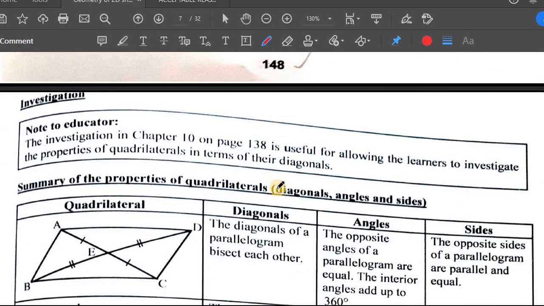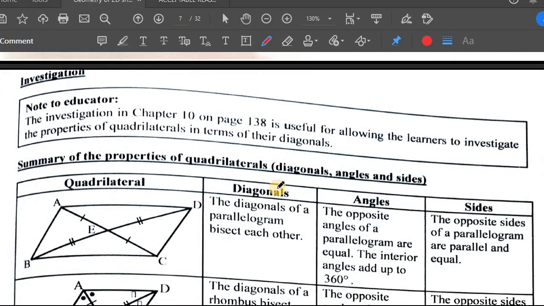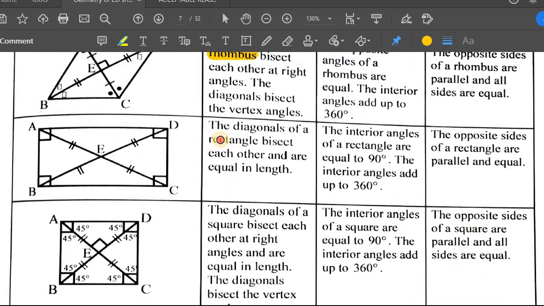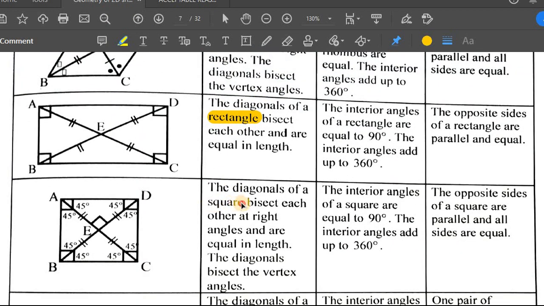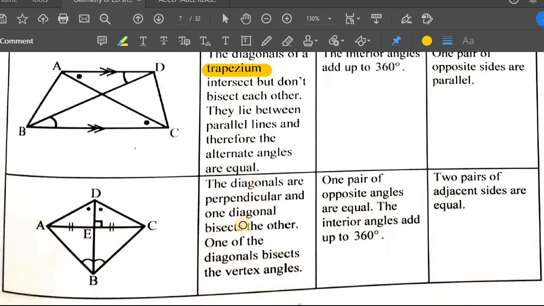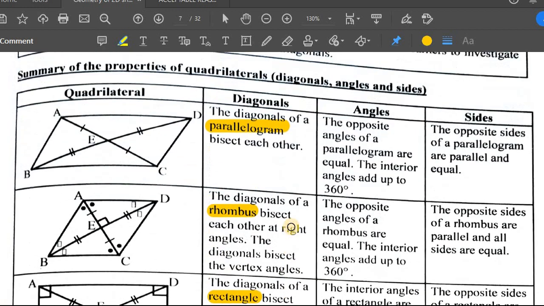All right. So let's look at the same shapes we learned before, the parallelogram, rhombus, etc. We're going to be looking at the properties of their diagonals. It's not telling me this is a kite, but anyways, okay. Right, here we go. The parallelogram. Let's look at the parallelogram.